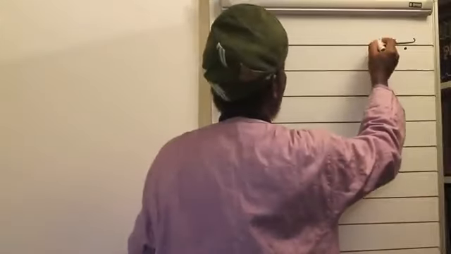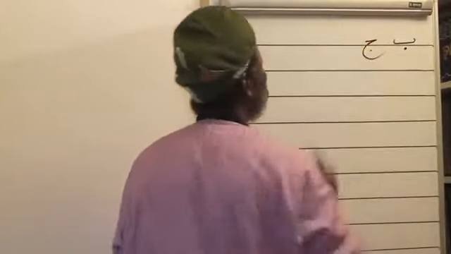Ba, one dot below. So alif, ba, ta, tha, jim. Jim is also one dot and it's below.